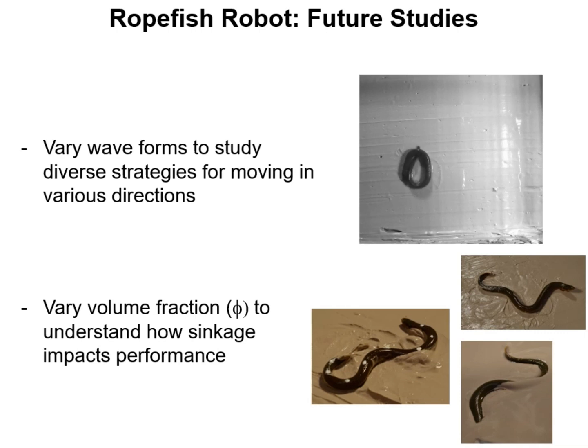Some potential future directions here are guided by preliminary animal studies, where we have observed that ropefish use diverse shapes to achieve turning and motion in various directions. And so we plan to use the robophysical model to vary waveforms to study these diverse strategies as well. We will also vary the volume fraction of the mud testbed to better understand how sinkage impacts locomotion and how the ropefish adapts to the changes in sinkage when locomoting.